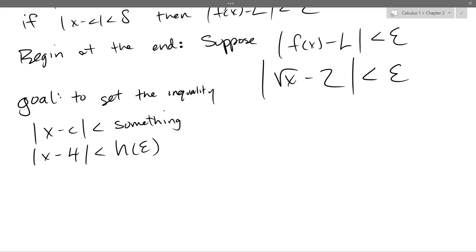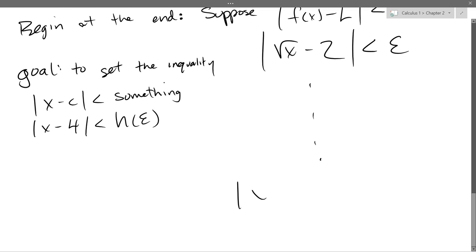How in the world do I turn square root x minus 2 into regular x minus 4? I'm not trying to find the x value that makes them equal. In fact, I'm pretty sure 4 makes them equal. I'm trying to transform, do some steps, so that down here I have x minus 4 less than something. Obviously the right side is going to change.